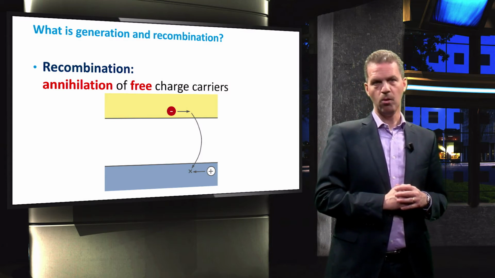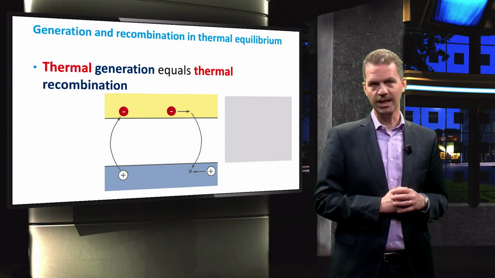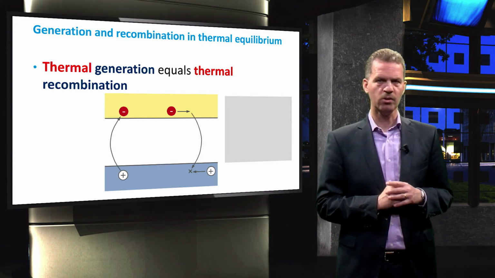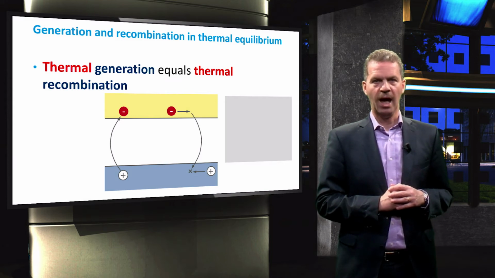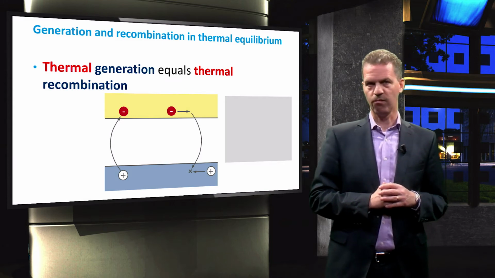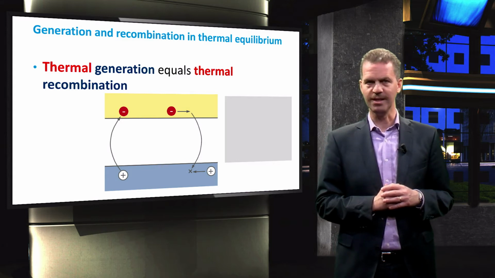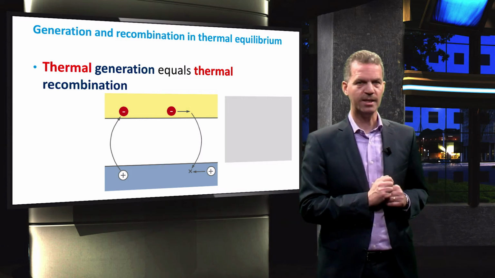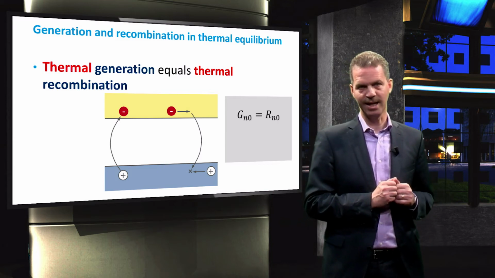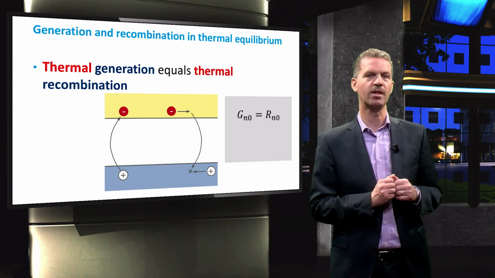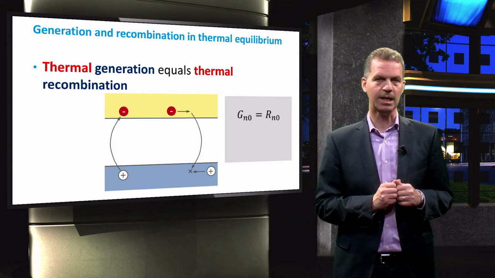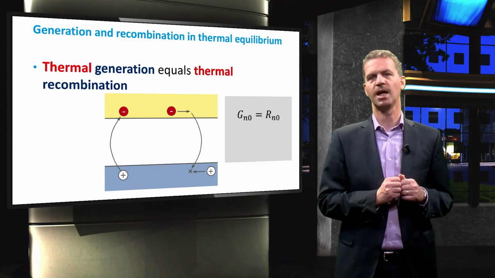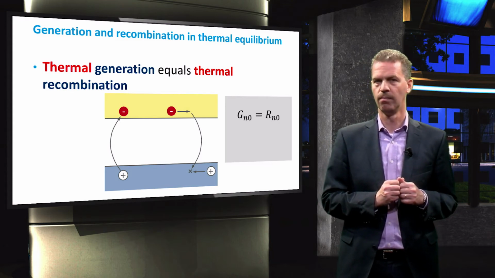We will now look more closely at generation and recombination in thermal equilibrium. In this view graph, both processes are displayed. As we have seen earlier, the density of free charge carriers remains constant in time when the semiconductor is in thermal equilibrium. This implies that the generation rate G, that expresses the increase in charge carrier density per unit of time, equals the recombination rate R, which is the reduction of the charge carrier density per unit of time.